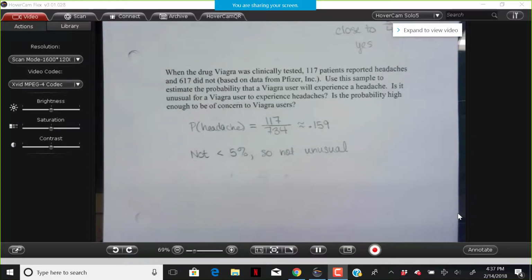Is the probability high enough to be of concern to Viagra users? Well, I guess that might depend on the user, right? I mean, if you're talking about quality of life, maybe you will put up with a headache if it's working in other areas. So it depends. Yeah, Sheila.